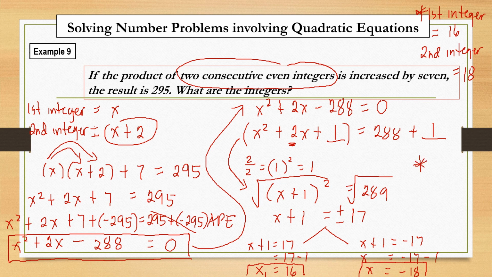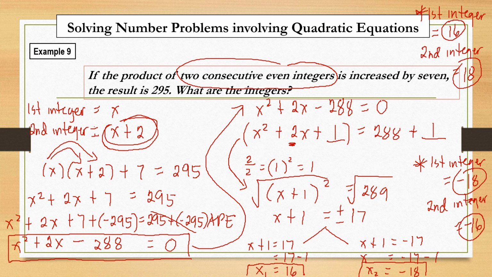Another possible answer, if the first integer is negative 18, which is the value of x sub 2, then the second integer would be negative 18 plus 2, since the second integer is represented by x plus 2. Negative 18 plus 2 is negative 16. So the two consecutive even integers could be 16 and 18, or negative 18 and negative 16.